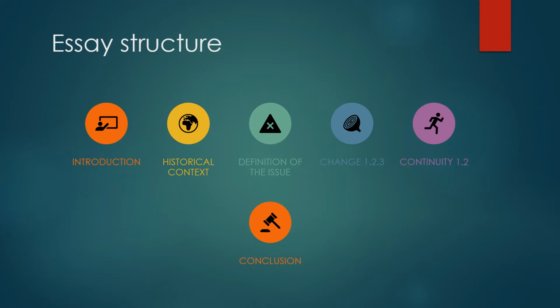Now, I'll just go through the essay structure again to refresh your memory. This is an academic essay, so it must have an introduction and conclusion. Your first paragraph after the introduction should be about the historical context. The second paragraph would be the definition of the issue, which in this case is the interaction of groups. Then you write 2 or 3 paragraphs about change in your historical context, and then 1 or 2 paragraphs about continuity in the historical context.